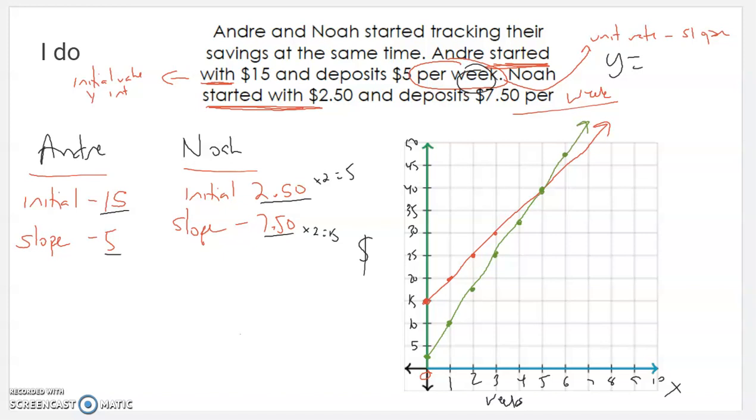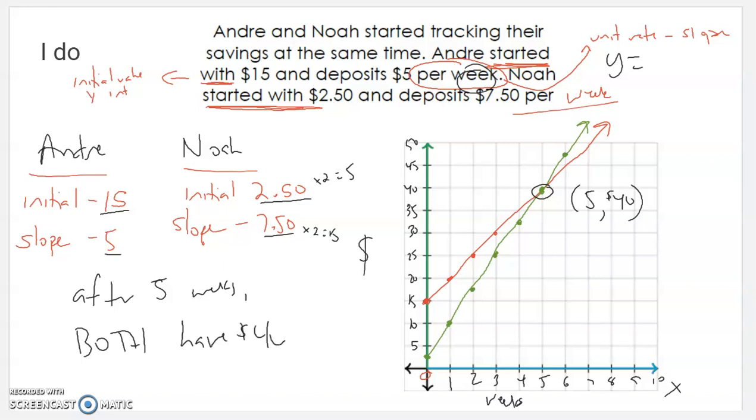So a few things I can tell from the graph. One, here is the solution to the system. That point right there, which is 5 weeks and $40, that is the solution to the system of equations. What that tells me is, in context, after 5 weeks, they both have $40. They both have the same amount of money after 5 weeks. That's what the solution tells me. That's the point at which they're the same.